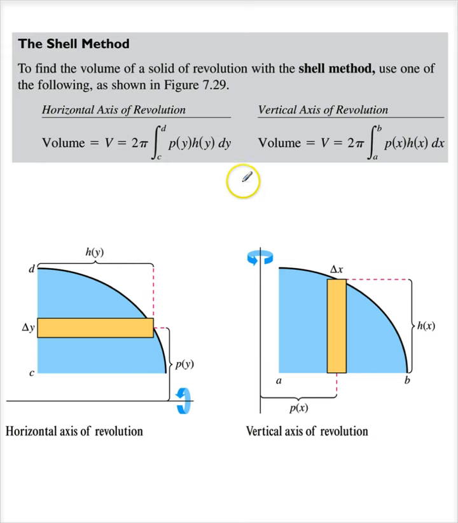So the formal definition of the volume: when I rotate about a horizontal axis, the volume is 2 pi times the integral from c to d of p of y, where this is the distance from the center of the rectangle to the rotation axis, times h of y, where h is the height of the rectangle. While if I have a vertical axis of rotation, then I'll draw in my representative rectangle. I clearly have delta x. h is still the height of the rectangle, and p of x is the distance from the rotating axis to the center of the rectangle.